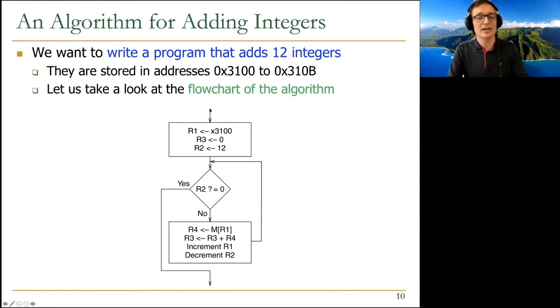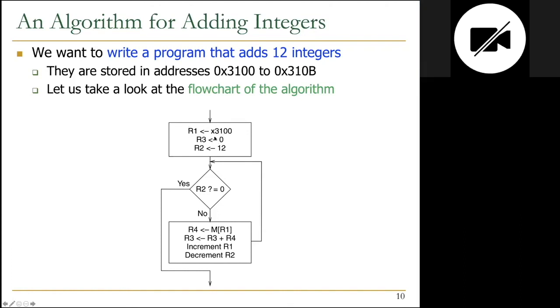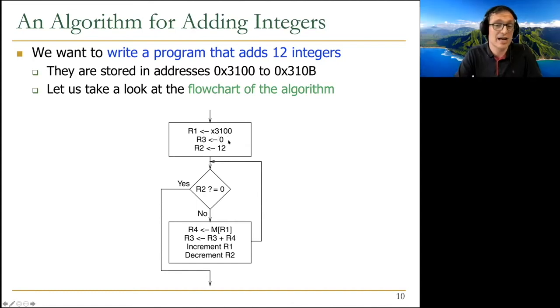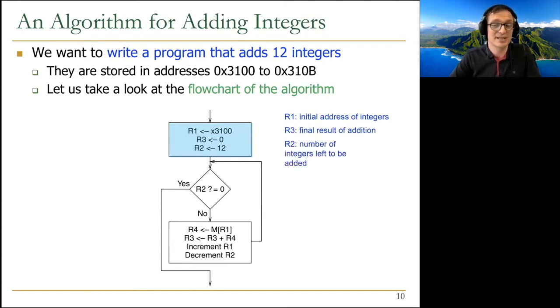In this case, the flowchart or the algorithm is very low level, as you can see, because we're going to write a program in assembly later on. So you can see that we even decided the register assignments. We're going to put the address of the first integer, 3100, in R1, we're going to put the final result in R3, and then we're going to put the number of integers in R2. So R1 is the initial address of integers, R3 will store the final result of the addition, and R2 is the number of integers left to be added at this point. So this is the initialization part.